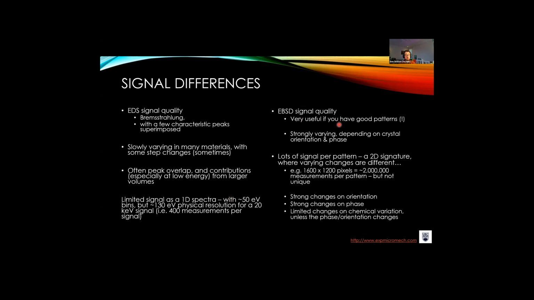The EBSD signal is very useful if you have good patterns, and I can spend far too long talking about sample prep. We have strongly varying signals because there's a dependence on the crystal orientation and phase and some other details. And there's lots of signal per pattern. In this particular setup, we have a Bruker system that we used, and it has a 2 megapixel camera. But just note across the map, of course, that data is not unique because there are many different grains that could be the same orientation, for instance. So we have some strong changes in this data, strong changes in phase, and limited changes in the chemical variation. And that's why we get that mess in the Hough-based indexing.